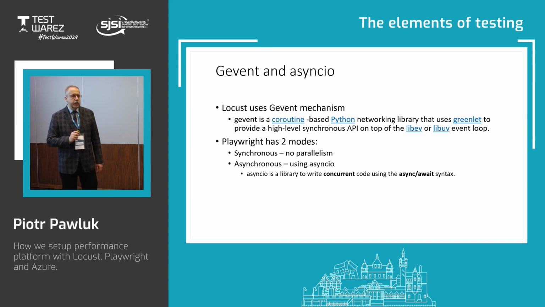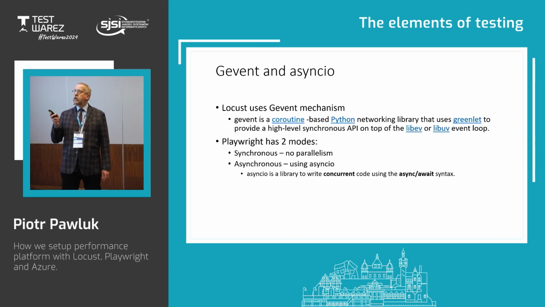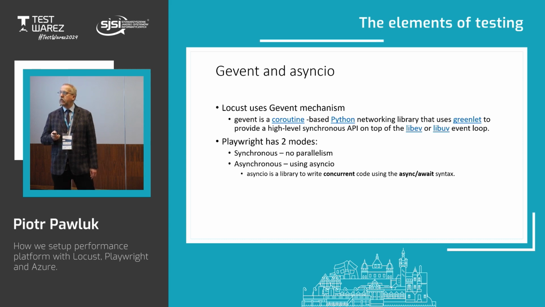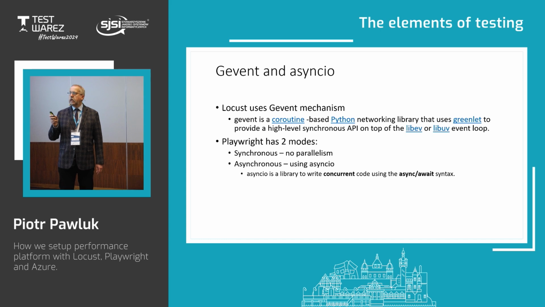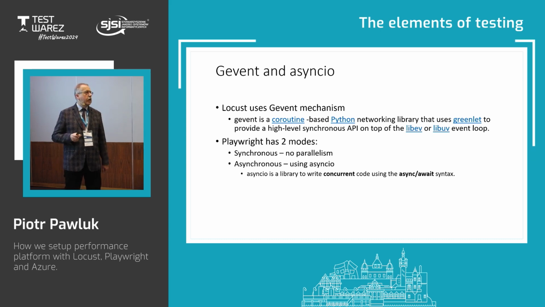Yeah, and about this problem with Locust and Event. So Event is a coroutine based on Python used to run the tests. Playwright has two modes, synchronous with no parallelism, and asynchronous, async IO. Async IO is to write the concurrent code. So with async and await, you can run some actions concurrently with this limited concurrency. Yes, not real concurrency, but limited concurrency.